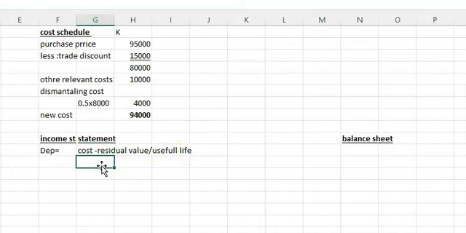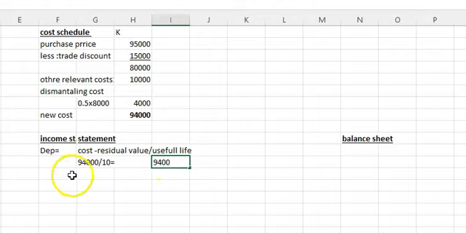So now our cost, we've just found the cost to be 94,000. We divide by useful life, which is 10. We'll get a depreciation of 9,400. It is already in the income statement.